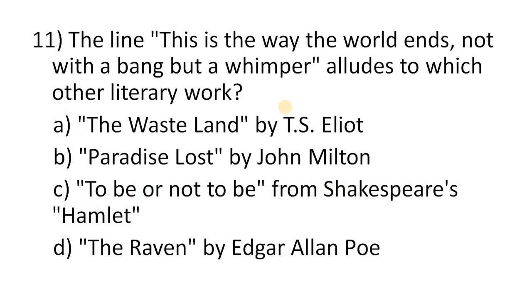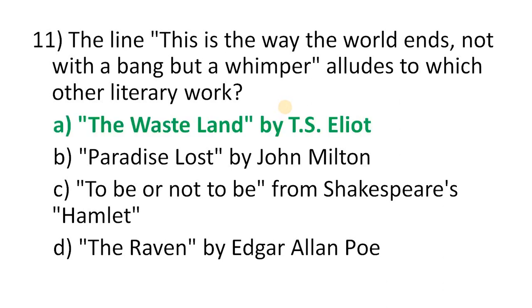11. The line "This is the way the world ends, not with a bang but a whimper" alludes to which other literary work? A. The Wasteland by T.S. Eliot. B. Paradise Lost by John Milton. C. "To be or not to be" from Shakespeare's Hamlet. D. The Raven by Edgar Allan Poe. And the correct option is A. The Wasteland by T.S. Eliot.